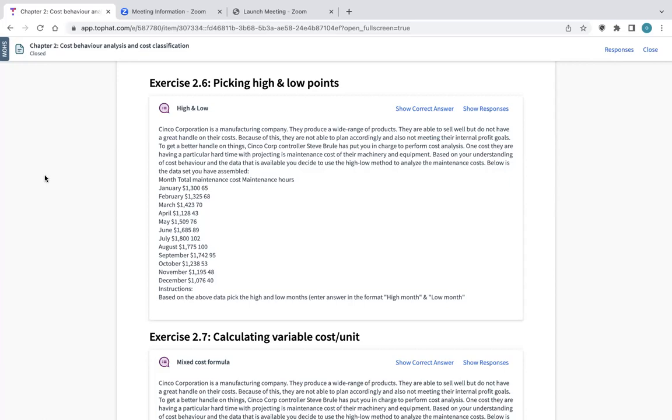We're going to be able to use this entire data set to determine the equation of the line based off of this historical performance, and then we can use that equation of the line, or that mixed cost formula, to estimate costs at any activity level related to maintenance hours. So the first thing we have to do here in exercise 2.6, the first thing you do in any mixed cost formula process when you're given a data set, is pick the high and the low.